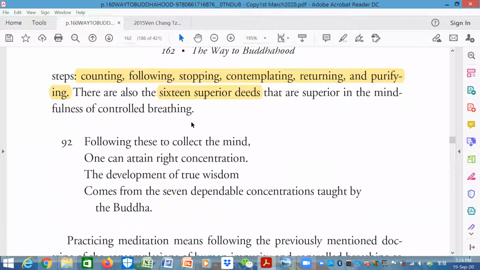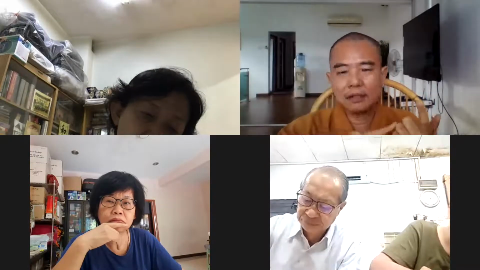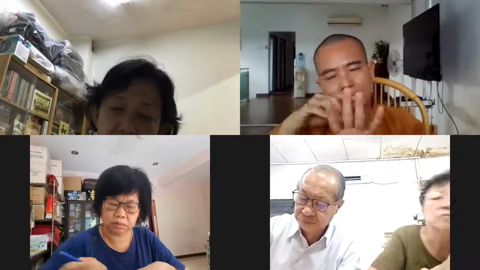Okay, then there's another one which involves 16 superior deeds, meaning to say the 16 stages. Basically, they are using Satipatthana. Okay, Satipatthana is the four foundations: body, feeling, mind, and also the dharma. So 4 times 4 becomes 16. Which 4? Let me see. I forget already. But they're using the Satipatthana to make the Anapanasati become 16 stages. And also the last 2 are the Vipassana.